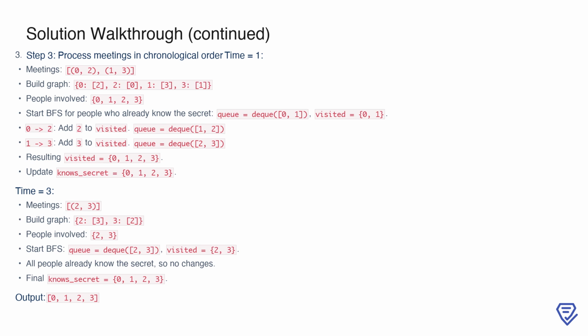Moving to time 3, the only meeting is between persons 2 and 3. Since both already know the secret, no changes occur. Finally, the NoSecret set remains as 0, 1, 2, 3, and the output is all 4 people.